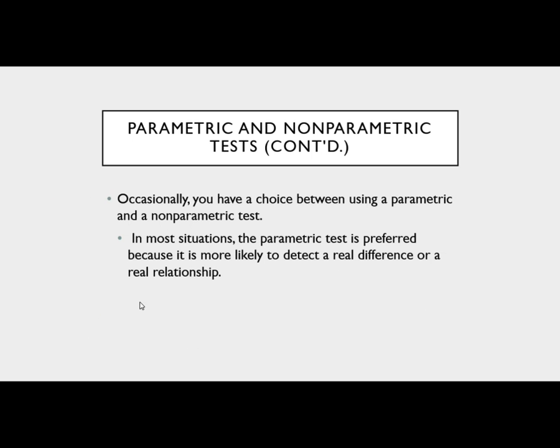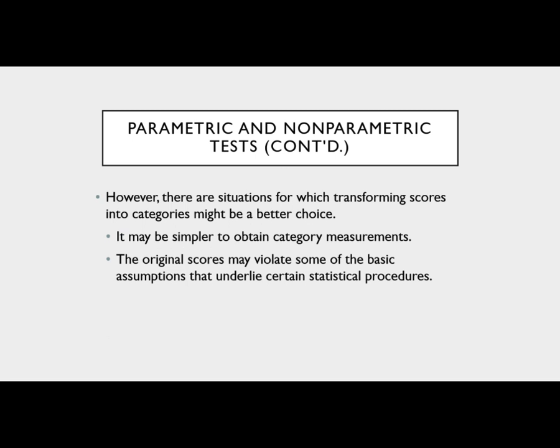Occasionally you have a choice between using a parametric and a non-parametric test. If you have a choice, it's better to go with the parametric test, because it's more likely to detect a real difference or a real relationship. However, there are situations in which transforming scores into categories might be a better choice. So it may be simpler to obtain category measurements, high, medium, and low, for example, than to go and find out everyone's individual income, for example.